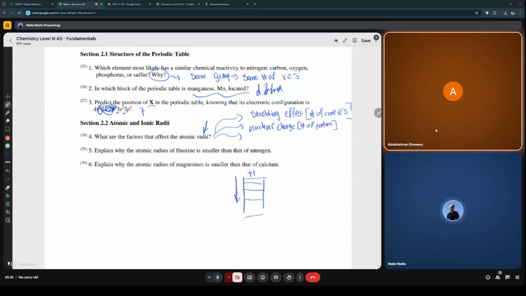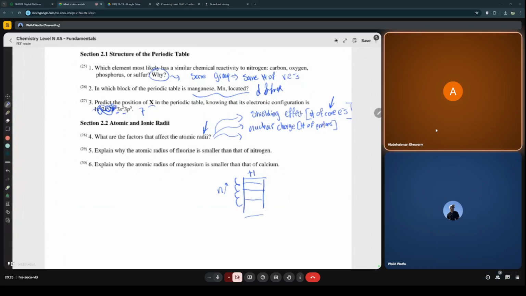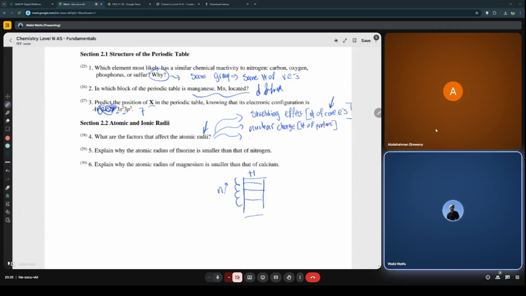Down a group, what's gonna happen? The number of core electrons increases. What else? Down a group, energy levels increase. Yeah, exactly. Since energy levels increase, that's the last one. They call it quantum energy levels.